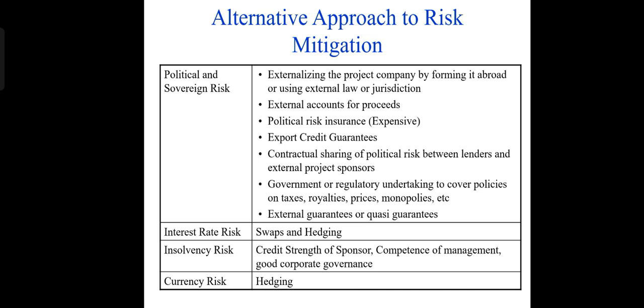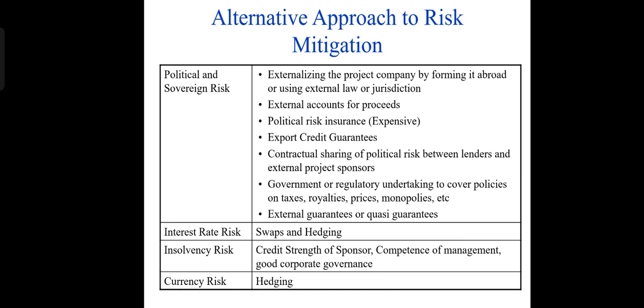Alternate approach to risk mitigation: political and sovereign risk. Externalizing the project company by forming it abroad or using external law or jurisdiction, external accounts for proceeds, political risk insurance, export credit guarantees, contractual sharing of political risks between lenders and external project sponsors, government or regulatory undertaking to cover policies on taxes, royalties, prices, monopolies, etc. External guarantees or quasi guarantees. Interest rate risk: swaps and hedging.